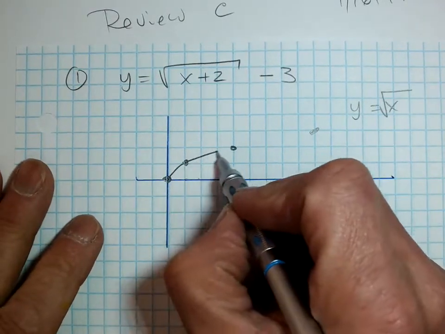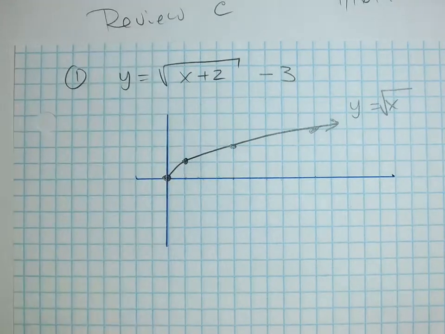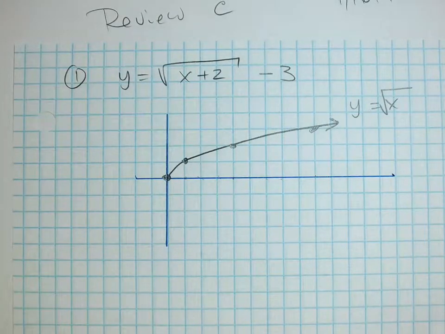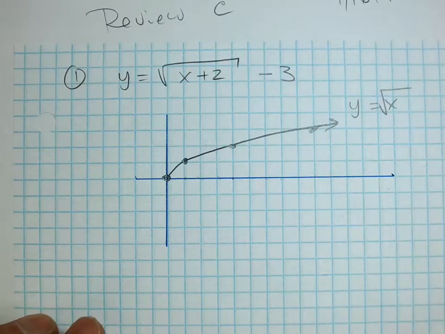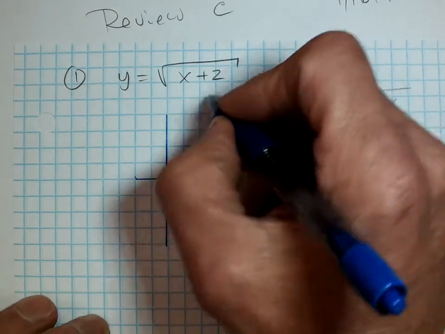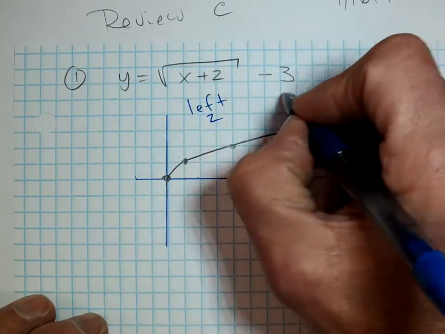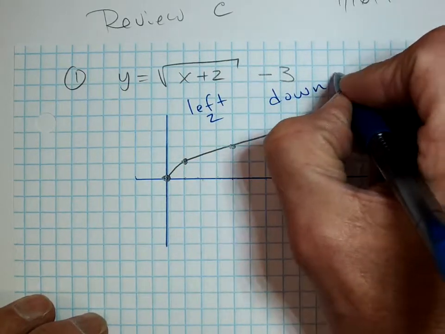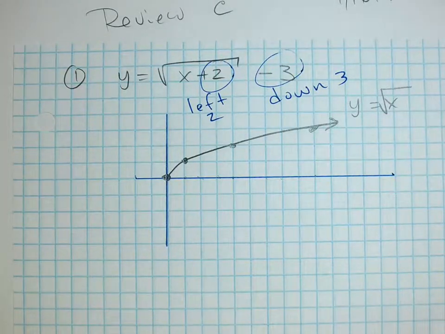So my graph, this is the parent function. This is what it looks like. There are no negative values because you can't take the square root of a negative value, okay? So this is the graph. That's the parent graph. What we're going to do is move it. We want to move it to the left 2 and down 3. To the left 2 and down 3, because we do the opposite on the inside, right?